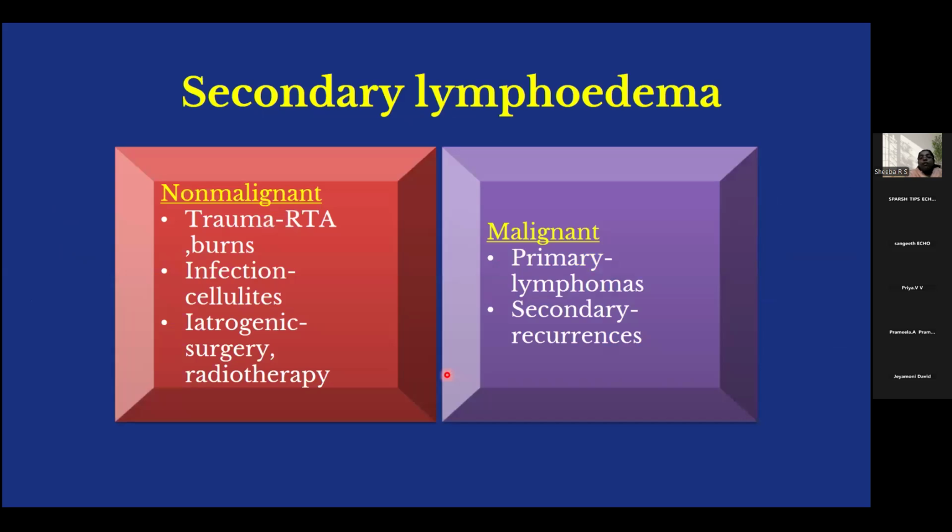So from this slide, you have to understand that in non-malignant cases a person can also develop lymphedema. For example, in a major road traffic accident, if the inguinal region lymph nodes are damaged, that patient may later develop lymphedema, edema, and recurrent infections, surgery related and radiotherapy. Coming to the malignant, primary lymphomas and secondary recurrence. So these are the classifications of lymphedema.